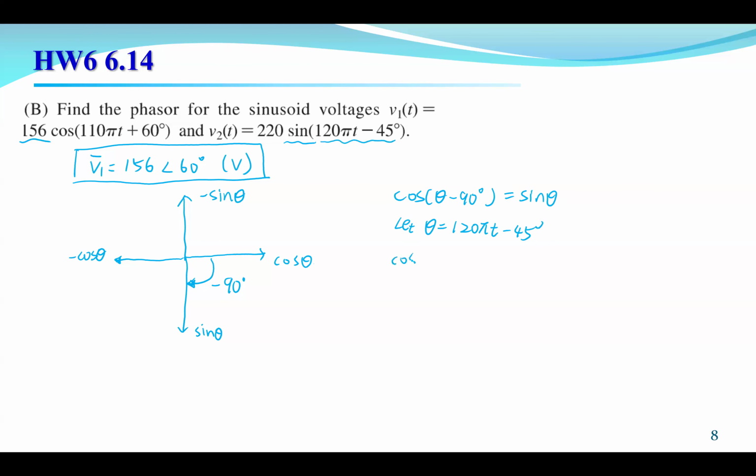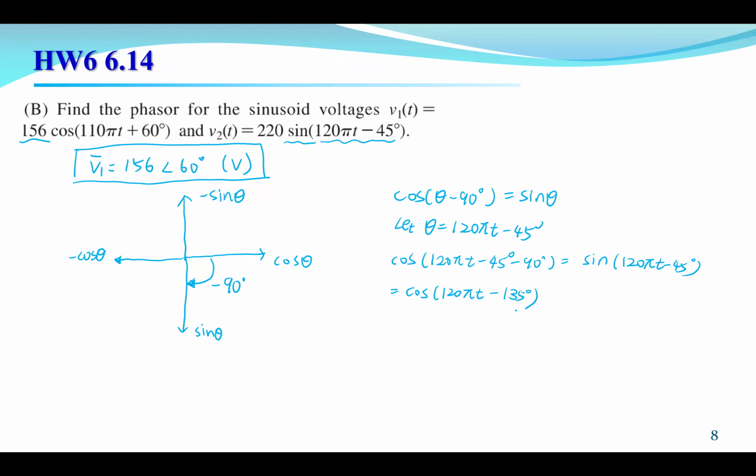And so we have cosine of 120 pi t minus 45 degrees minus 90 degrees equals sine of 120 pi t minus 45 degrees. And so which is cosine of 120 pi t minus 135 degrees.